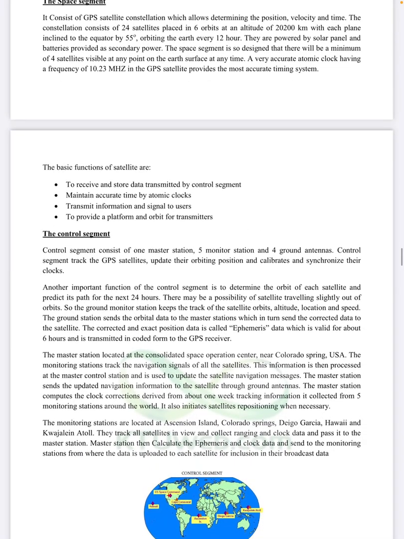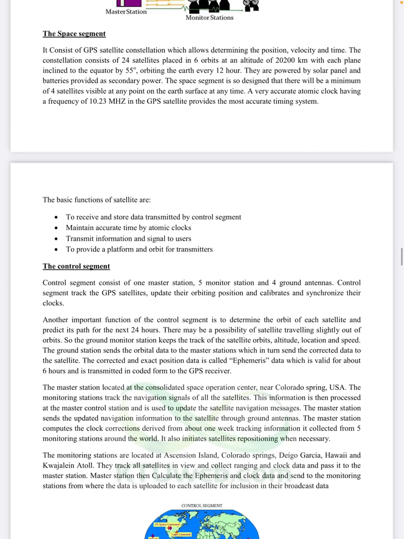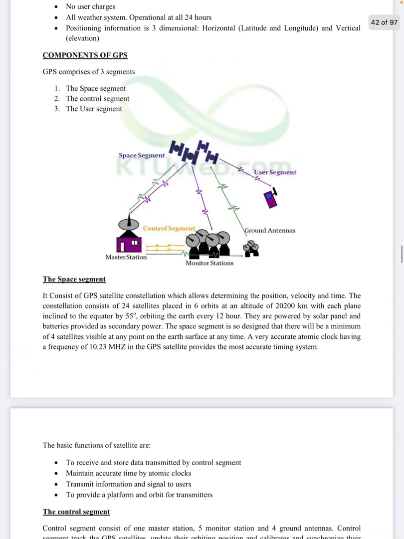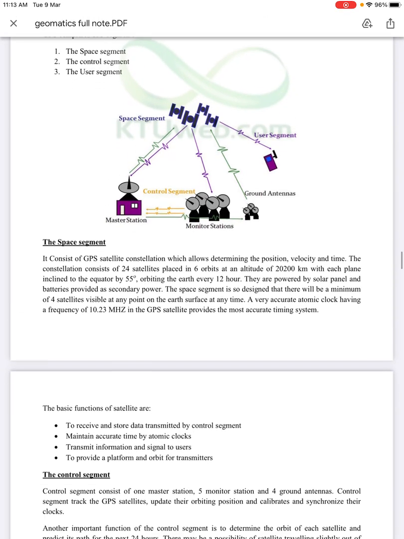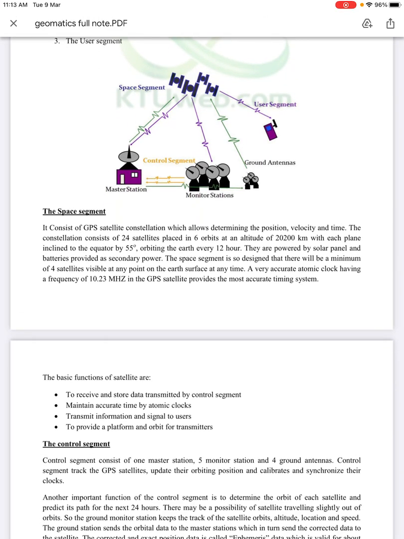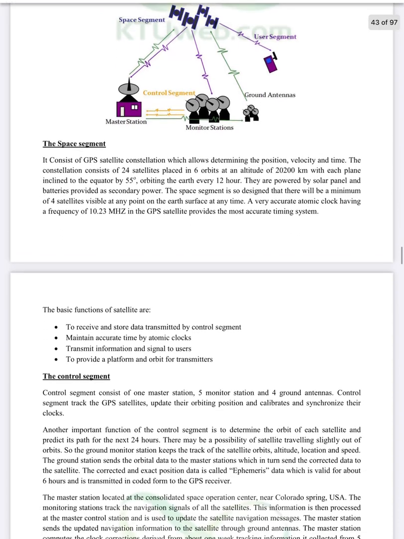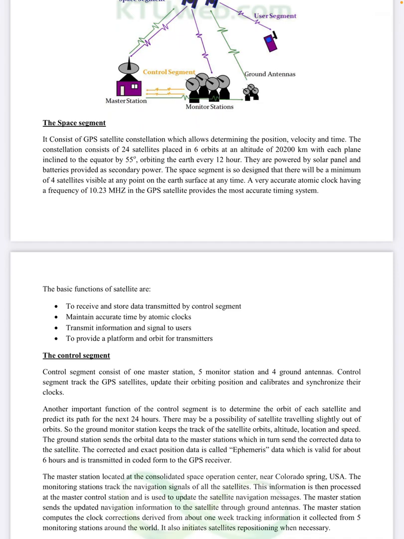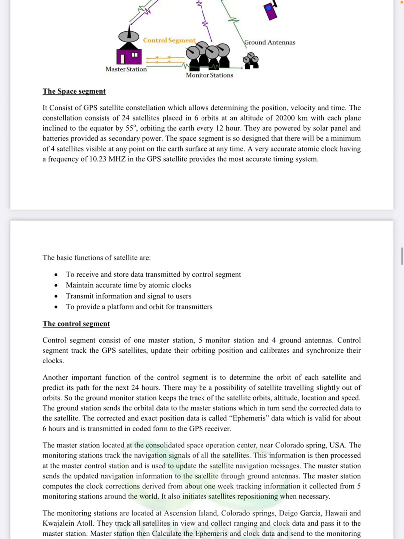Now, the basic functions of satellites are to receive and store data transmitted by the control segments, maintain accurate time using the atomic clocks, transmit information and signals to users, and provide an orbital platform for transmitters. So the space segment is also considered a platform. We already studied the different types of platforms. It also acts as a platform for the sensors to receive and emit the signals.